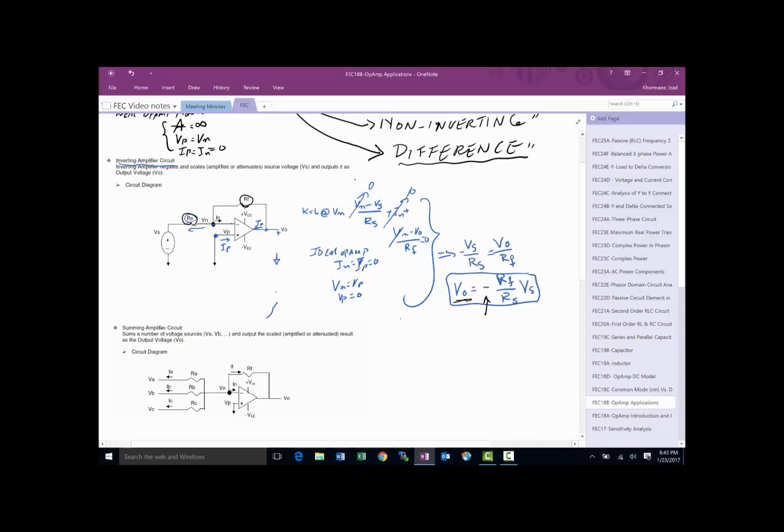Okay, so let's say if this was a 10K and this was 1K, then the gain would be 10. So whatever the input is gets multiplied by 10, and that becomes the output, inverted of course. And that's where the inverting amplifier name comes from. So let's go down and take a look at the next one.